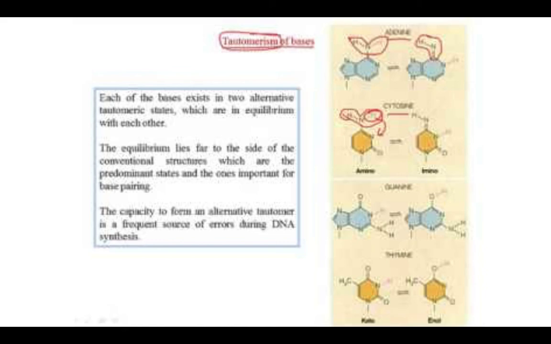As stated earlier, there's always one form that is more stable and therefore is favored in the equilibrium system. Therefore, the conventional base structures are the predominant forms and are essential for the base pairing between adenine and thymine and cytosine and guanine in our DNA. Conversion of the more conventional tautomer to the less conventional tautomer is a frequent source of error in DNA replication.